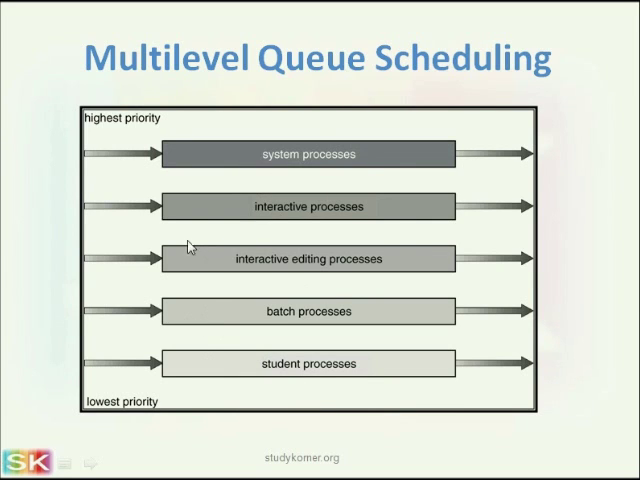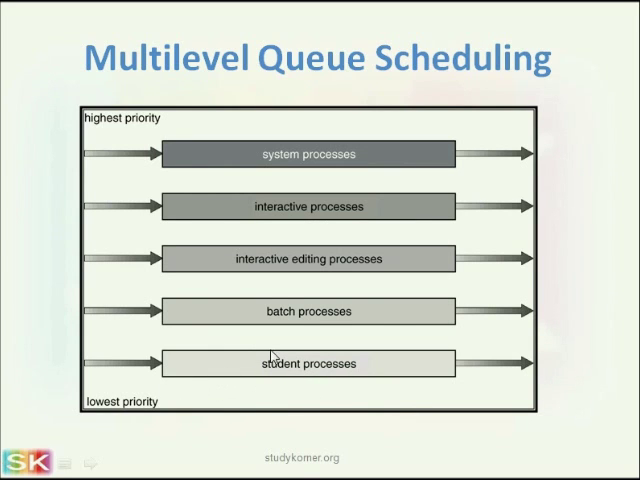Among these queues we may have some policy for how these queues will be given the CPU, and within a queue, what the scheduling policy will be. So system processes can be executed in FCFS manner, interactive processes can be executed in round robin manner, interactive editing processes can be executed with some priority scheduling, batch processing can be executed in FCFS, and student processes can be executed in priority order or SJF order, right?